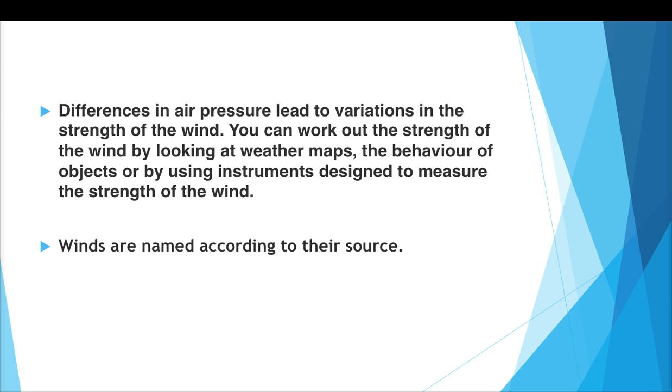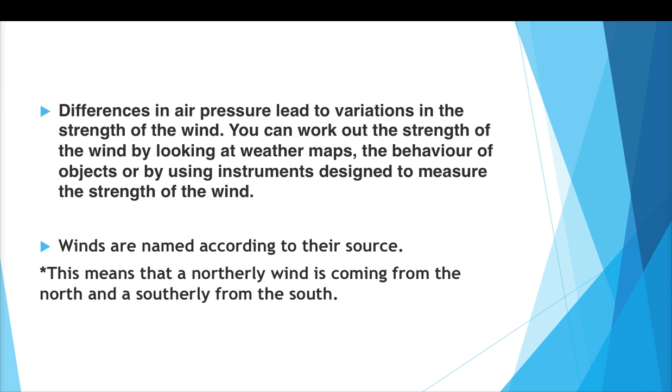Winds are named according to their source. Now this is an interesting one. So this means that a northerly wind is coming from the north and heading south, and the southerly wind is coming from the south. Now, as a kid about your age, I didn't really understand this, but it took me a while to grasp that. So a northerly wind, you might think is actually going north, but it's incorrect. It's coming from the north. Northerly wind is coming from the north, heading south, and southerly wind is coming from the south, heading north. It's important to understand.